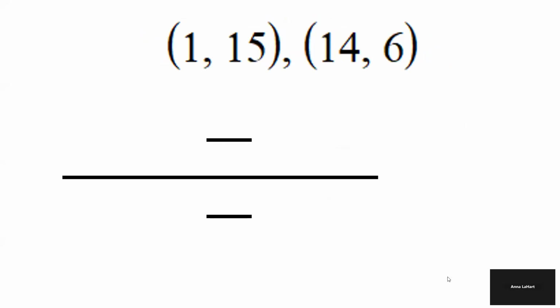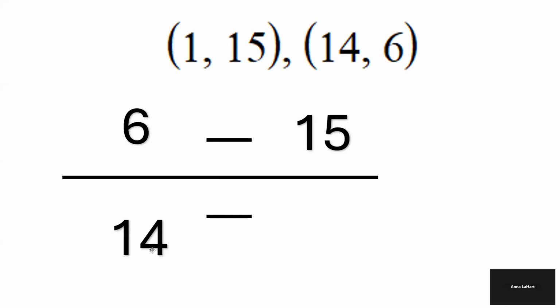Next one. Go ahead and pause the video. And if you got this, stop the video, go do the classwork. But anyway, here we go. Pause the video. All right, that would be 6 minus 15, excuse me, Y2 minus Y1, 14 minus 1. You would end up with a -9/13. -9/13. Final answer.